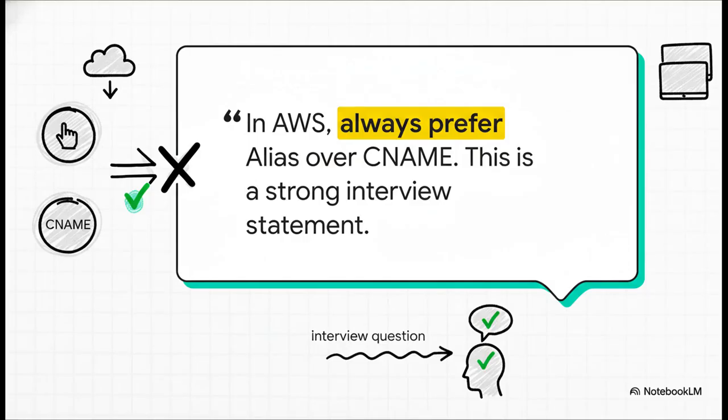So this right here is the number one takeaway. If you only remember one thing, make it this. When you are working inside the AWS ecosystem, you should always prefer an alias record over a CNAME. Saying that in an interview immediately shows that you get it, that you understand how to build for the cloud.